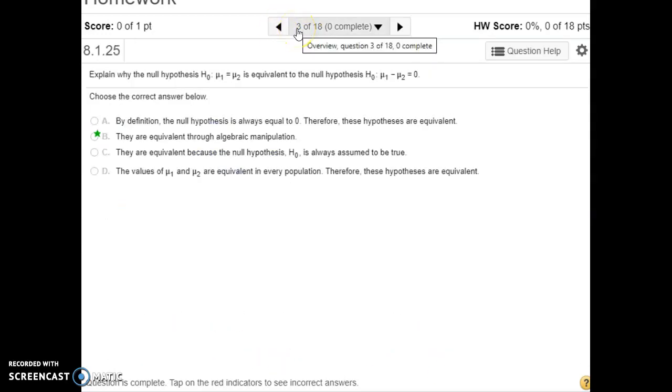And number 3, we're looking at two equivalent ways to say the same thing. Saying the means of two different populations are equal to each other is equivalent to saying that if you take two equal values and subtract them, you will get 0. You can also see this equivalence through algebraic manipulation. If you subtract the mean of the second population from both sides of this equation, on the left side you'll get the mean of the first population minus the mean of the second, and on the right side you would just have 0.